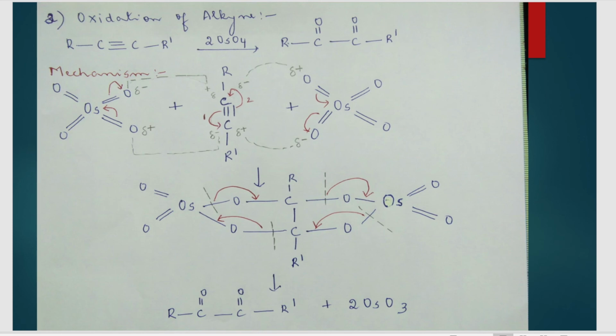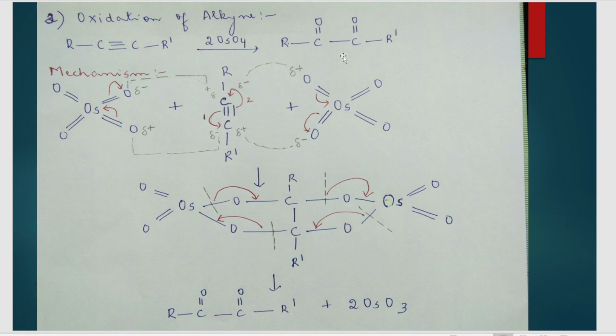What is an alkyne, students? It has a triple bond. So this is an alkyne species that I've shown. On oxidation with osmium tetroxide, it gives a diketo compound. Two ketone groups you can see here. So it gives a diketo compound.